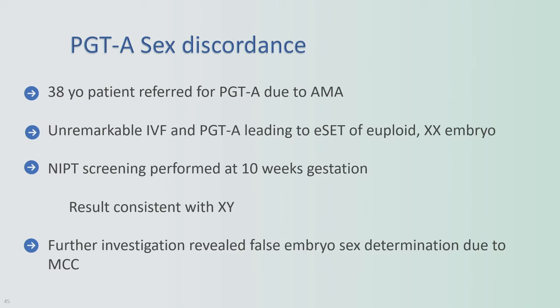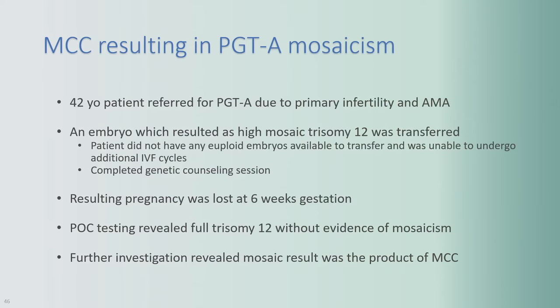In this third case, we have a 38-year-old patient who was referred for IVF and PGT due to her age. She underwent an unremarkable treatment course and transferred a presumably euploid female embryo. She got pregnant and then underwent NIPT screening at 10 weeks, and we got the results back, and it was consistent with a male. Now, for the clinicians out there, you know that this is a clinic's worst nightmare to see. The first thing that goes through your mind is, did you transfer the right embryo? And thankfully, with SNP markers, we identified that it was the right embryo. However, with further analysis, the false embryo sex determination was due to maternal cell contamination, like Cengiz mentioned before. Again, preventable with SNP NGS.